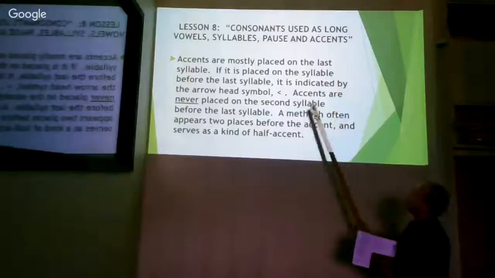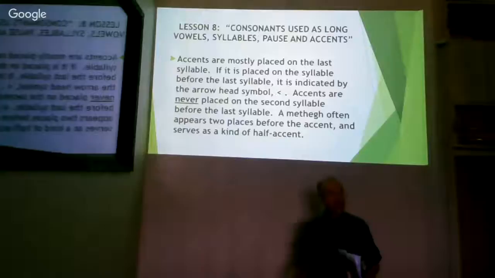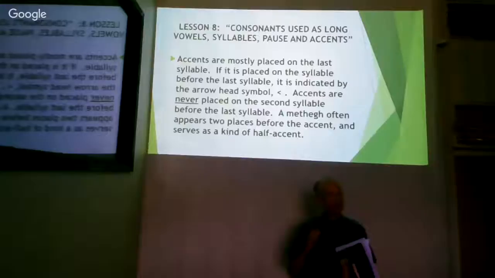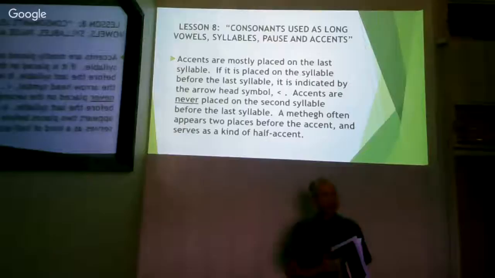Accents are mostly placed on the last syllable. Now, you won't see an accent mark in the Hebrew grammar or in the PowerPoint lessons that I am sharing with you. The reason is that most of the accents are placed on the last syllable of a word, and it happens so often that it is not necessary to point it out every time. So it's just left without an accent, and the reader is to understand that if you don't see an accent at any part of the word, then the accent is on the last syllable of a word.